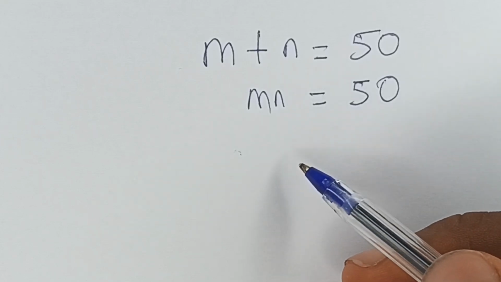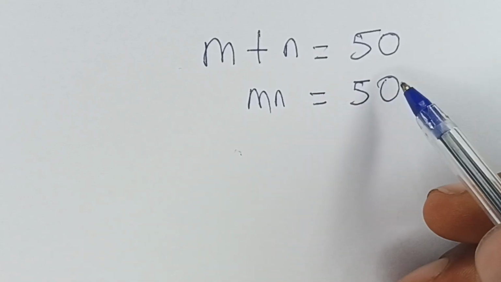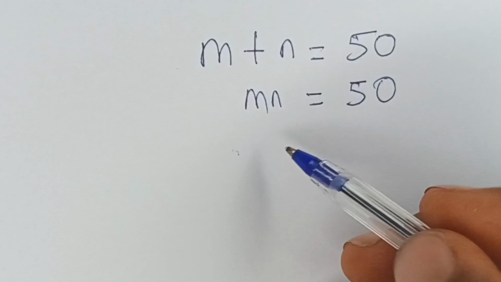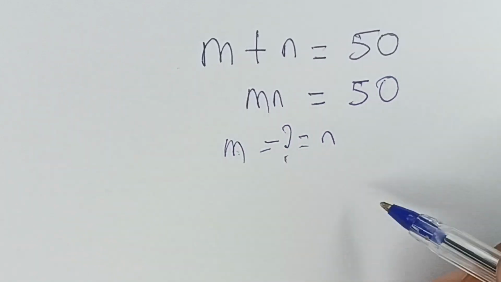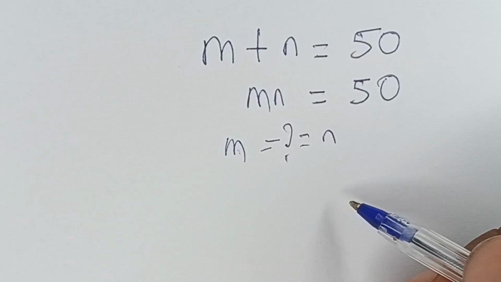Let's solve this question together. It says m plus n is equal to 50 and mn is equal to 50. We are required to find the value for m and n. Alright, so let's do that quickly.